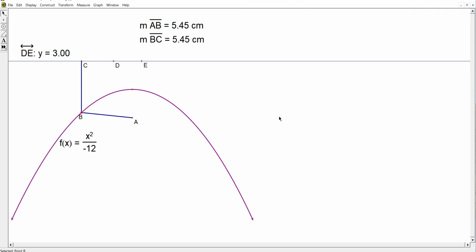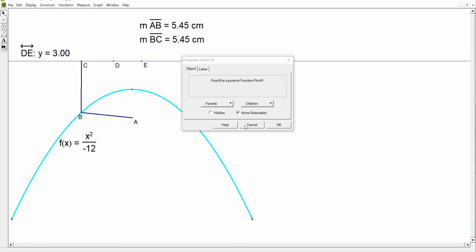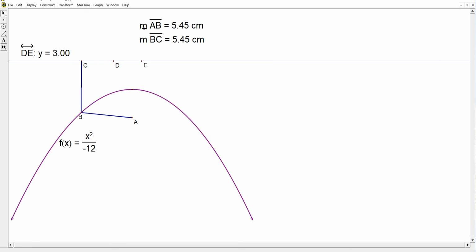So no matter where I drag it, if you watched, those two numbers always stayed the same. They didn't differ from each other at all. And that's the definition of a parabola. Any point on this curve is the same distance from point A as it is from this line up at the top. Okay. Any question on the definition?